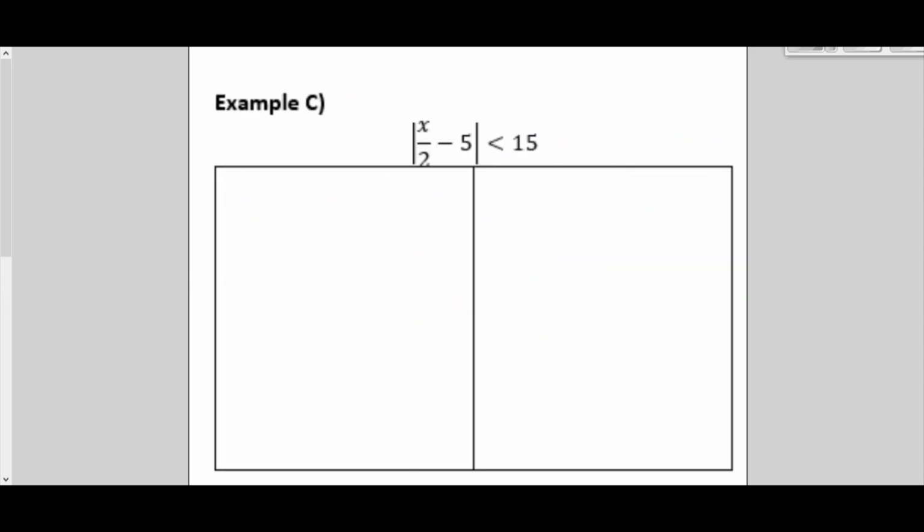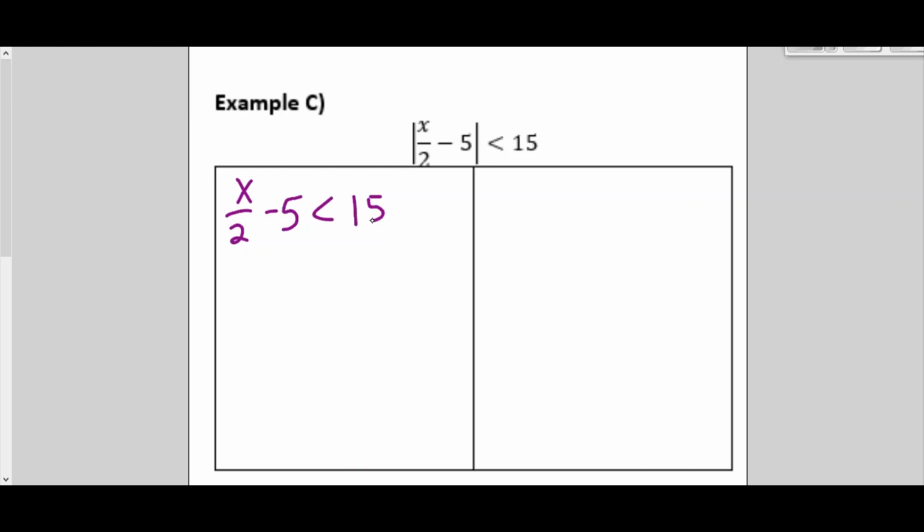So to solve an absolute value inequality, if we're given this one, let's say, we have absolute value of x divided by 2 minus 5 is less than 15. Notice there's nothing outside the absolute value, so we're okay just to go ahead and make our two inequalities to solve. The first inequality, we're just going to remove the absolute value bars. So it's going to say x divided by 2 minus 5 is less than 15. The second one, there are two changes that we're going to make. So this is where it becomes a little bit different from when we solve absolute value equations.